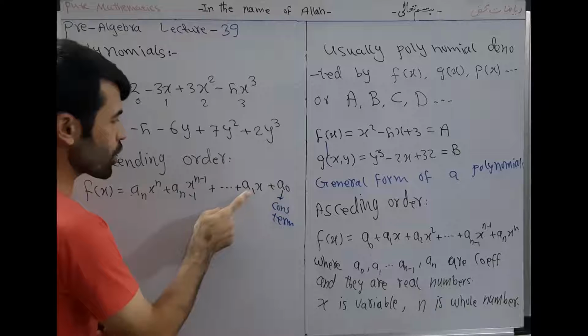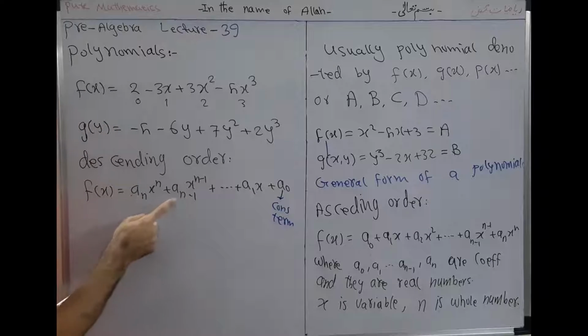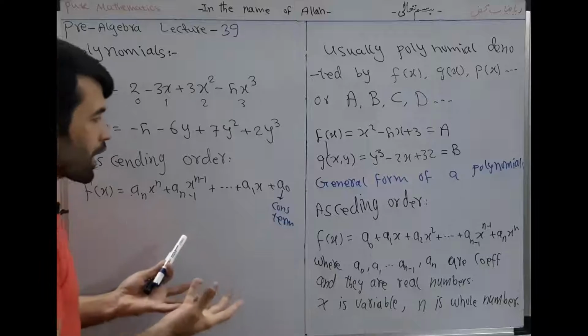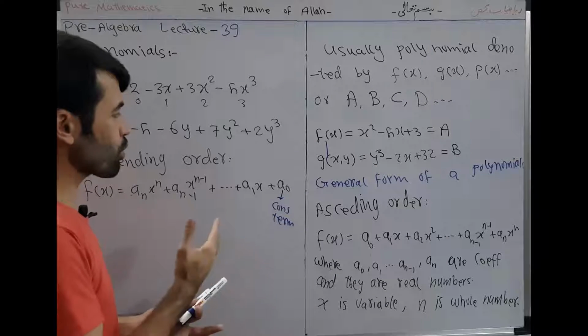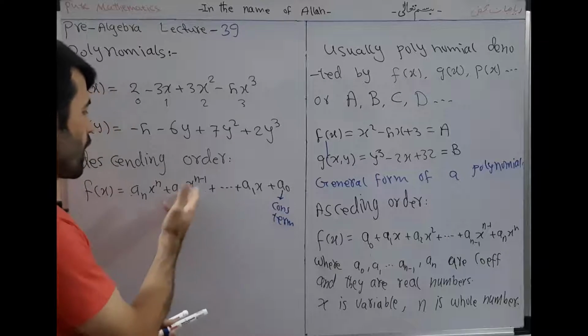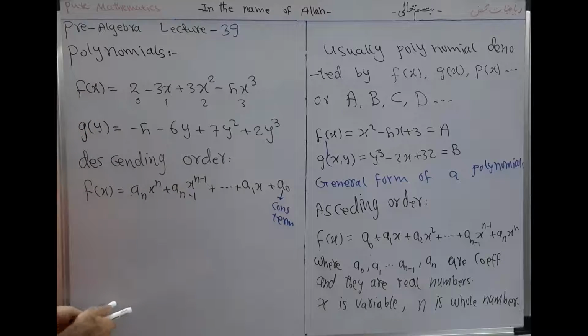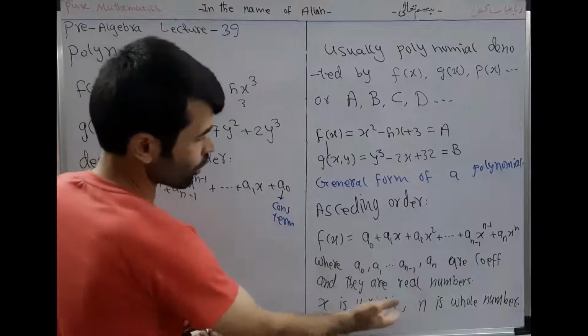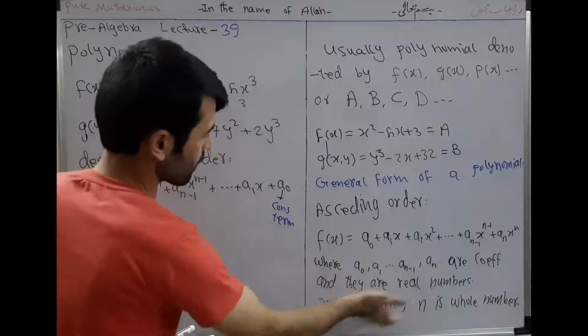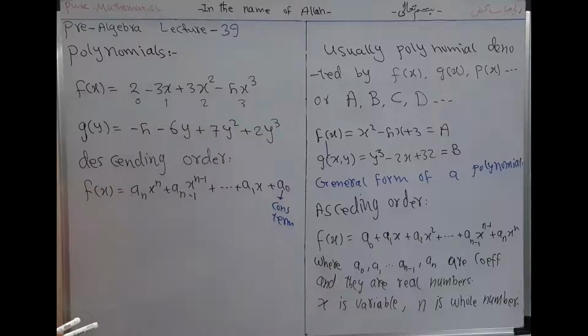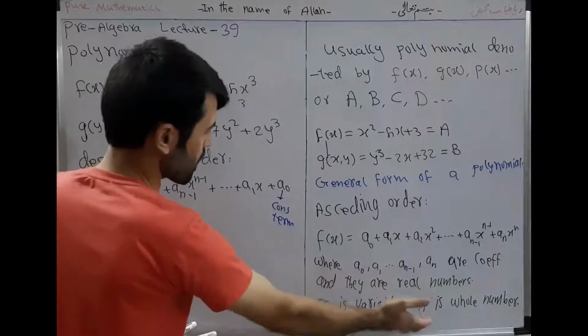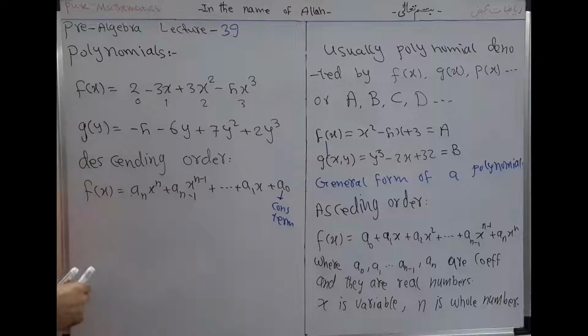Also a0, a1, an minus 1, and an are real numbers and also they are coefficients. Here n is the exponent, which is a whole number, like this. The introduction is the same as this.